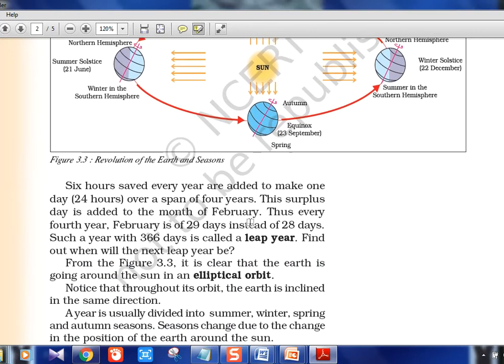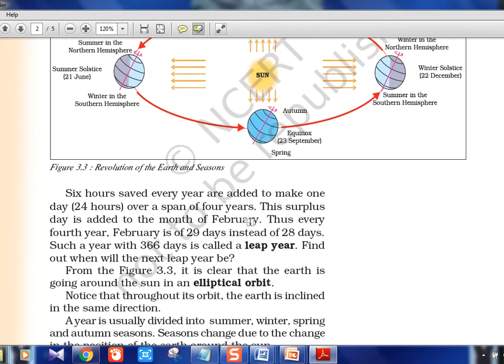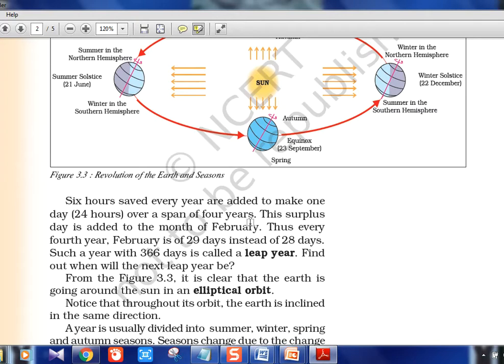6 hours is saved every day. Actually, that is a concept: the earth takes 365 days plus 1/4 day, that is 6 hours, 365 days and 6 hours to complete a revolution. But for our convenience, for calendar and calculation, we actually skip it. We don't use it. But we have to compensate it some time, right? So after 4 years, what we do is we use all that 1/4, 4 times, and make it as 1 day, and that is how the 366 day concept or the leap year concept will come.